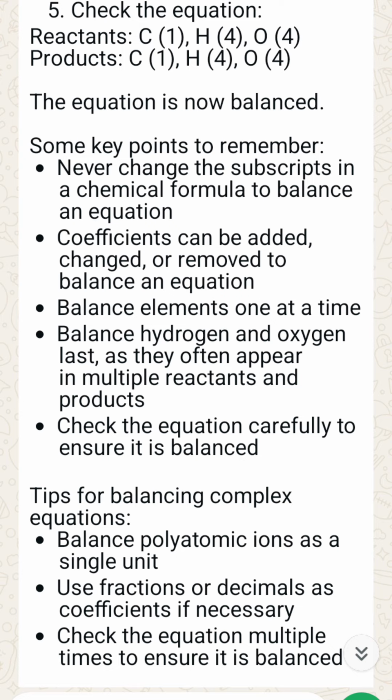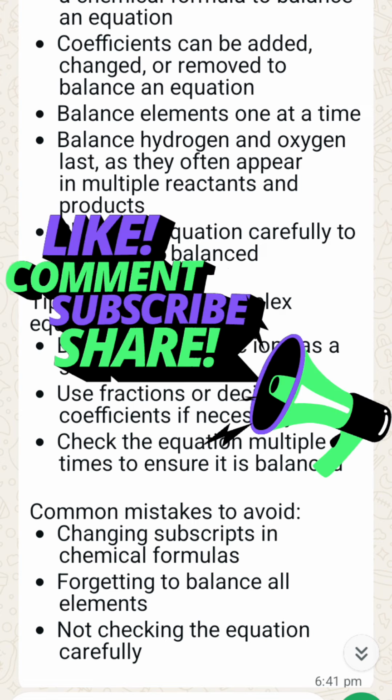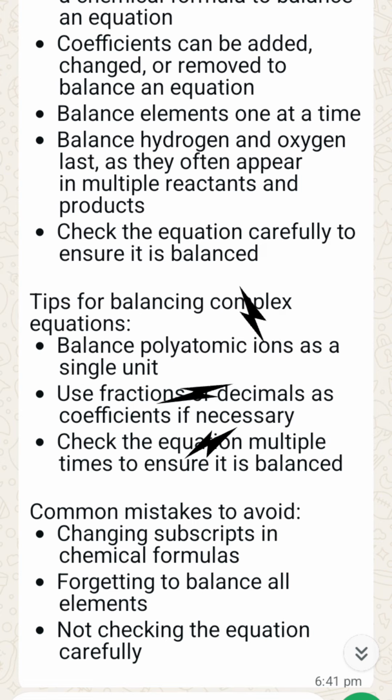Tips for balancing complex equations. Balance polyatomic ions as a single unit. Use fractions or decimals as coefficients if necessary. Check the equation multiple times to ensure it is balanced. Common mistakes to avoid: changing subscripts in chemical formulas, forgetting to balance all elements, not checking the equation carefully.